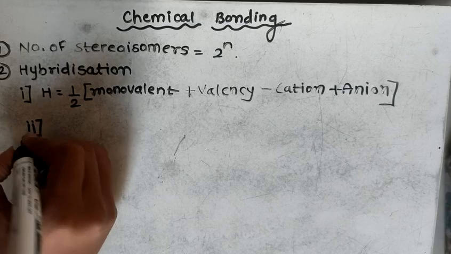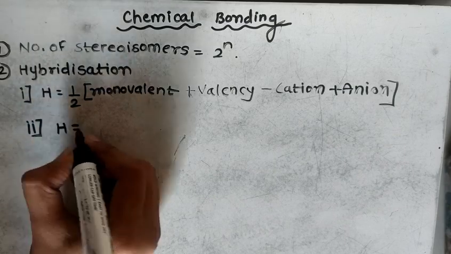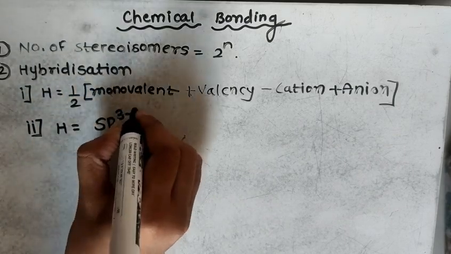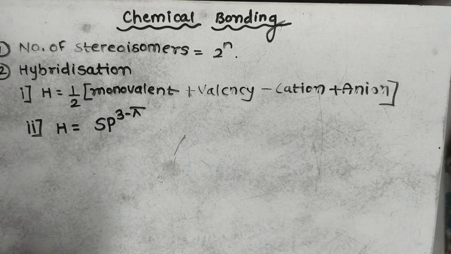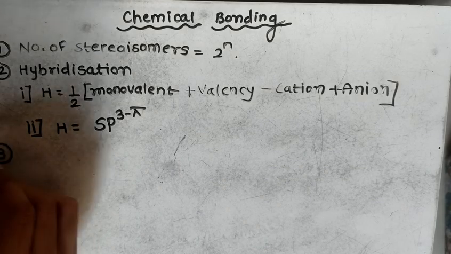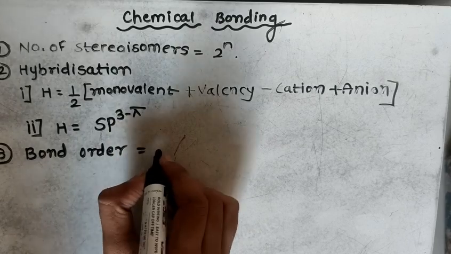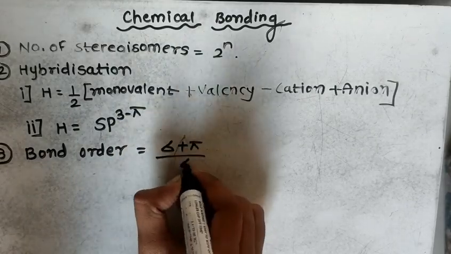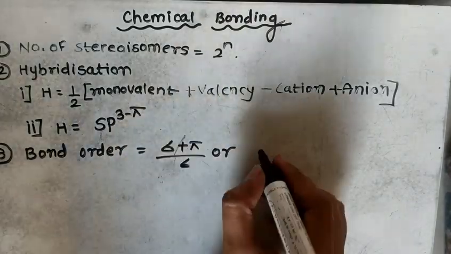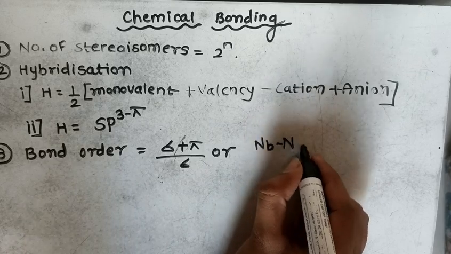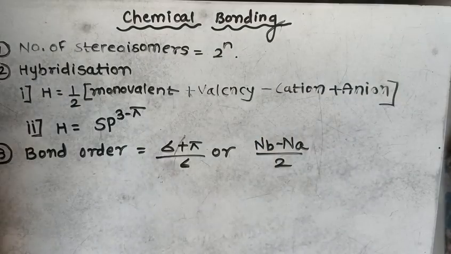And the second formula which I have is: hybridization is sp3 minus pi. The third is how to calculate the bond order. The bond order formula is mainly sigma plus pi by sigma, or the most important, which is widely used, is number of bonding minus number of anti-bonding divided by 2.